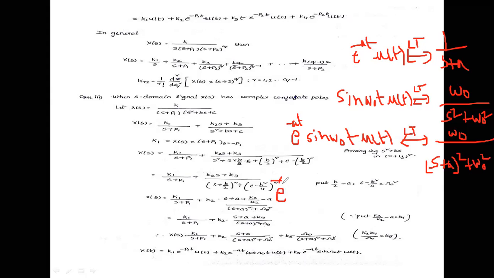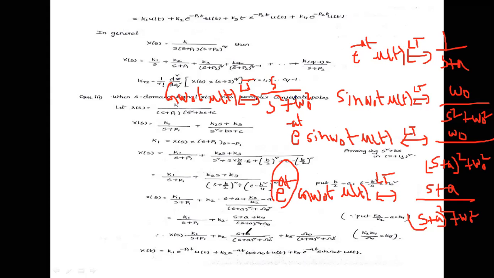If suppose it is e power minus a t cos omega naught t mu of t, what is the Laplace transformation? S plus a by (s plus a) whole square plus omega naught square. Why? When it is cos omega naught t mu of t, the Laplace transformation is s by s square plus omega naught square. So wherever the s is there, you can replace it with s plus a when it is multiplied by e power minus a t. So the above equation is also in terms of Laplace transformation.